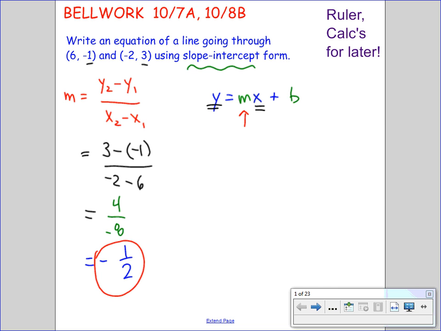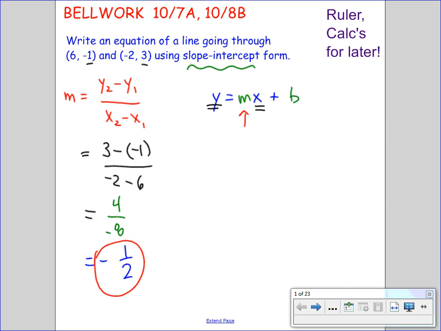I know what I'm going to put for m. I'm going to put negative 1/2. I'm going to choose one of my points, either one, for my x and y, just so that I can solve for a single variable b, and then I'll finally rewrite with y's and x's again for my equation. All right, so which point do you want to use, the first one or the second one? Tyler? First one. The first one it is.